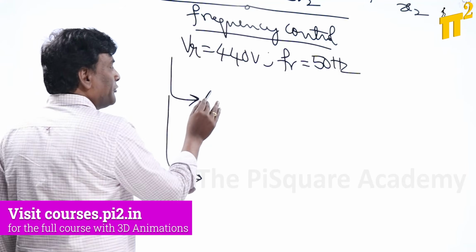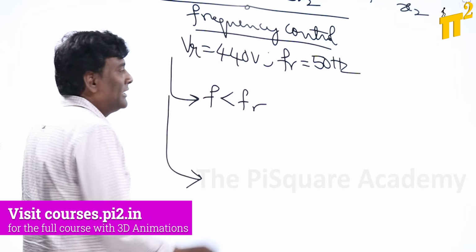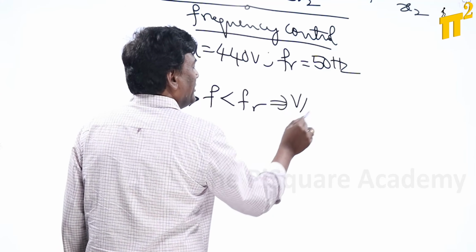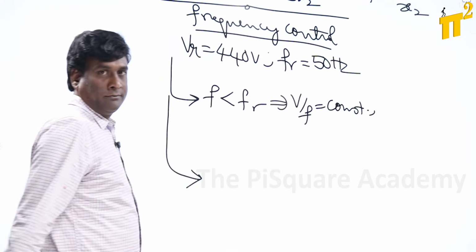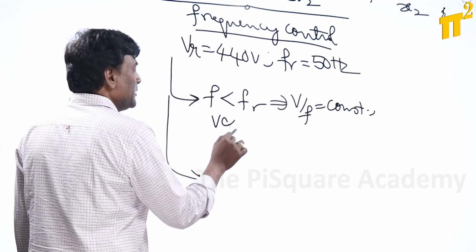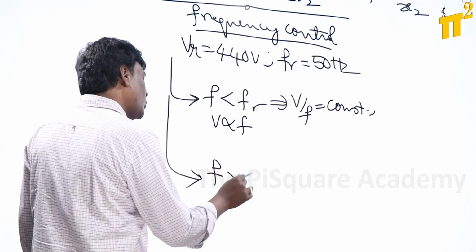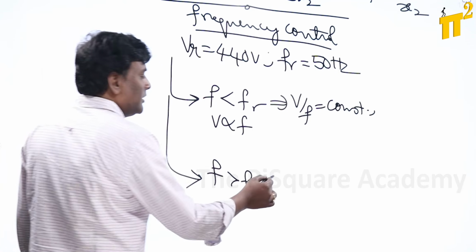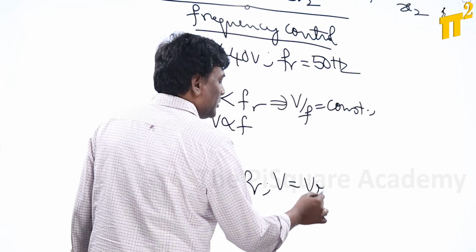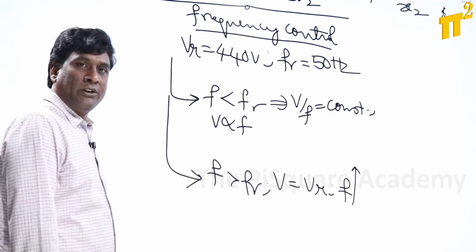If your frequency is less than rated frequency, under that condition V by F ratio can be maintained constant, or V is directly proportional to frequency. If your frequency is more than rated frequency, V by F ratio cannot be maintained constant, so V is going to be at V rated only, and frequency only you are going to increase.